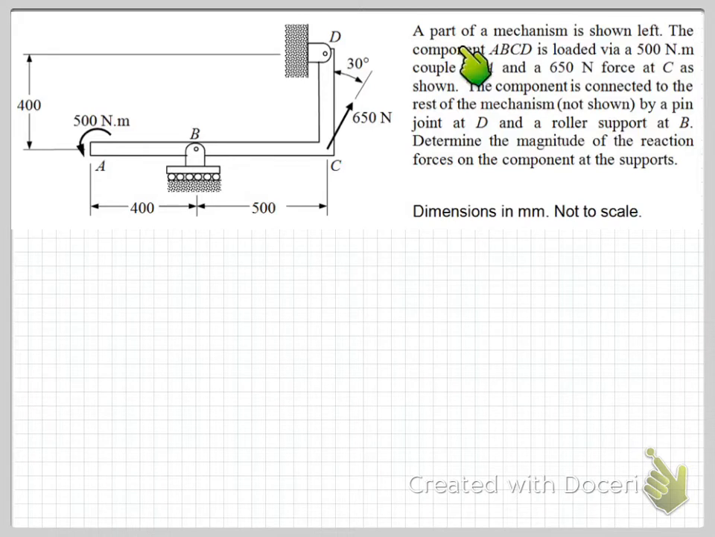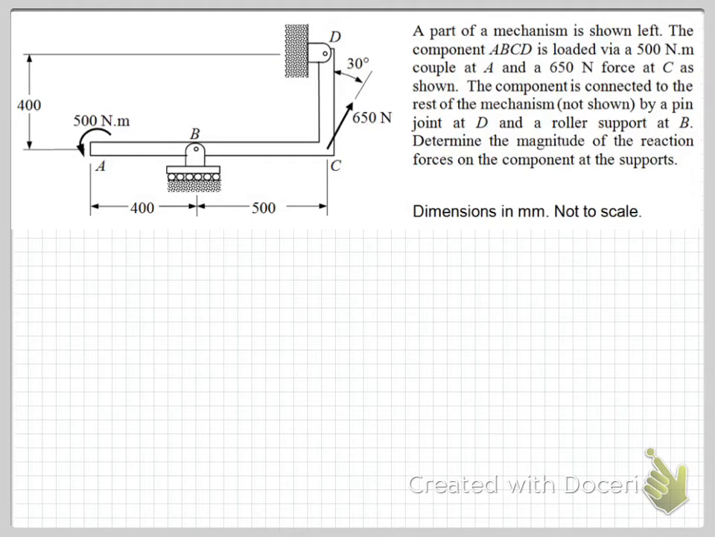So we've got here a part of a mechanism shown to the left. This diagram is meant to represent part of a mechanism, the component A, B, C, D, and we've got some connections here at B and D that are supposed to represent connection to structure or another part of the mechanism.